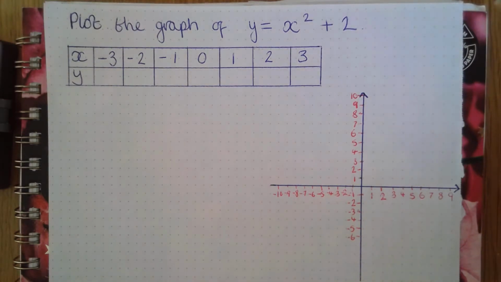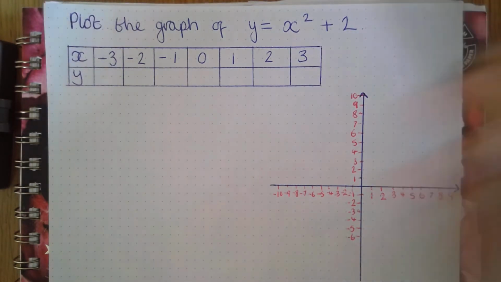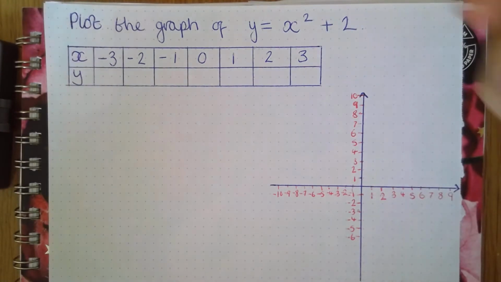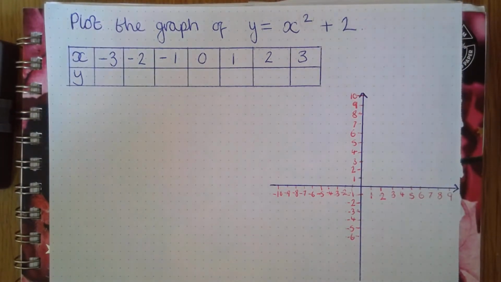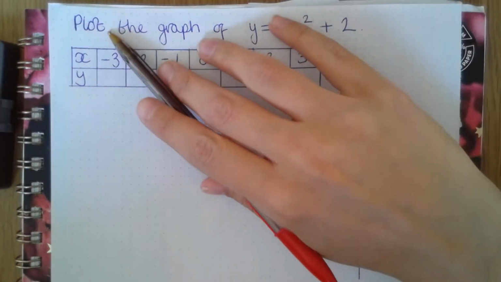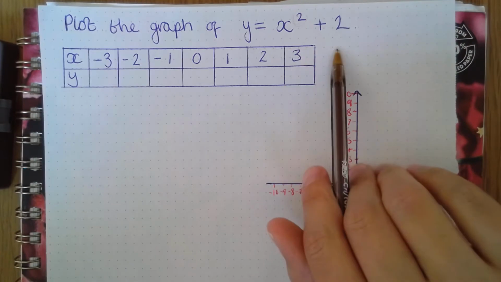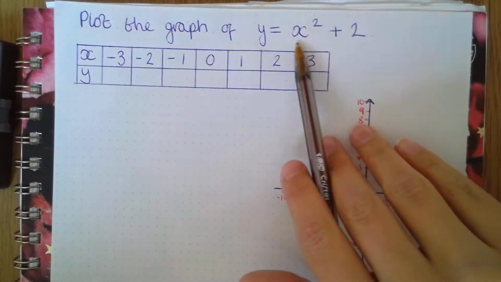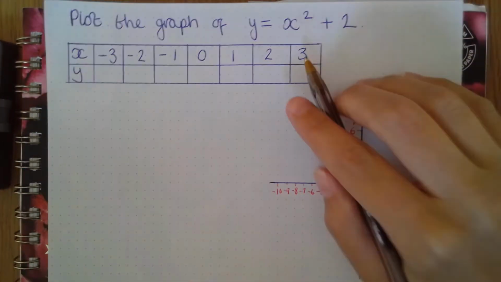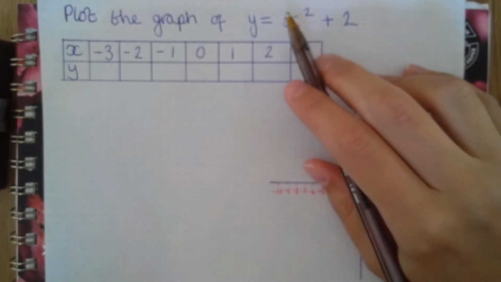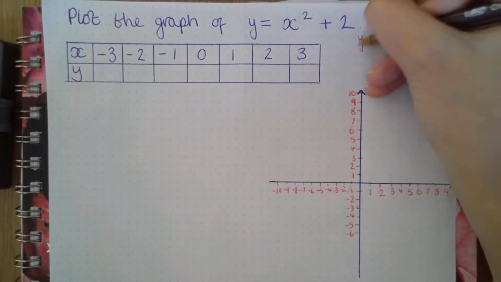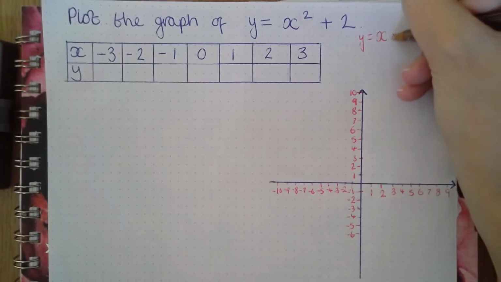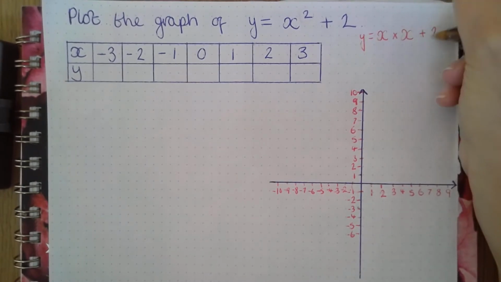Through two examples of plotting quadratics. Okay, so I know it's a quadratic because this x has a power of 2. So we've done plotting, but that was with linear graphs, whereas now we're looking at quadratics. So we know that x squared means x times x, plus 2. So that means y equals x times x plus 2.